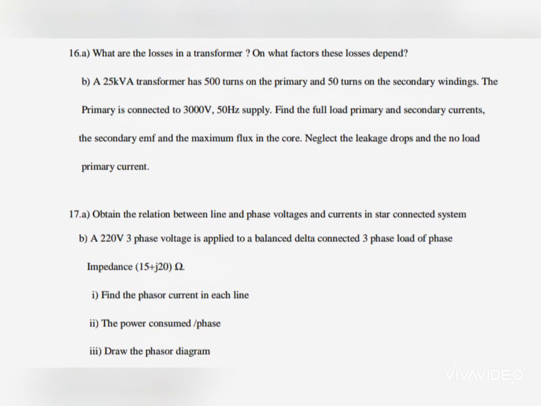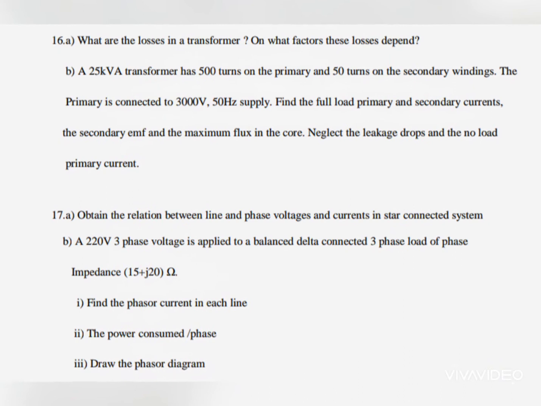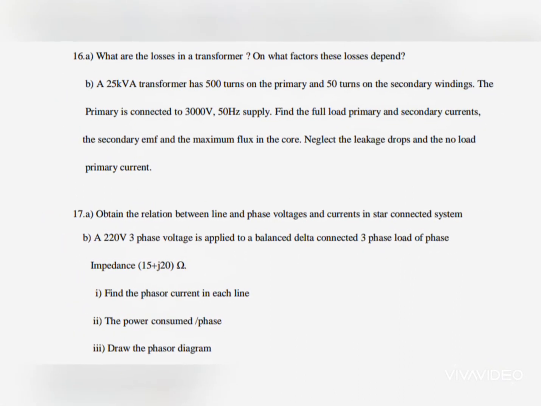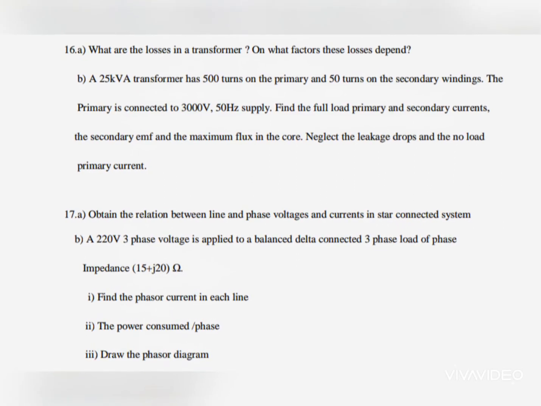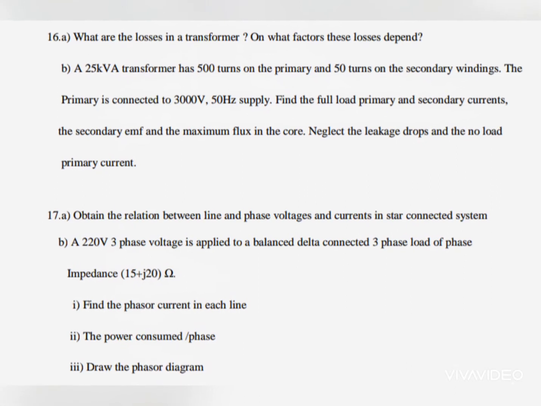17th question B: A 220 volt three-phase voltage is applied to a balanced delta connected three-phase load of phase impedance 15 plus j20 ohm. Find the phasor current in each line and the power consumed per phase. Draw the phasor diagram.